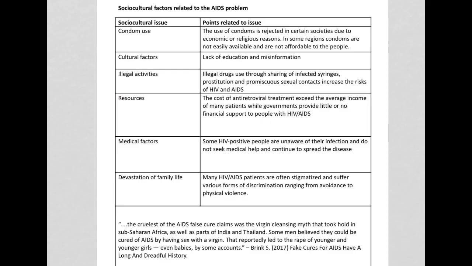Now let's see why it's so hard to fight off the AIDS or HIV problem concerning sociocultural factors. So the first factor is the use of condoms. Using condoms would greatly reduce the spread of HIV/AIDS. However, certain societies reject its use due to economic or religious reasons, and there are even regions where condoms are either not easily available, or if they are available, they are not affordable to the people. They are just too expensive.